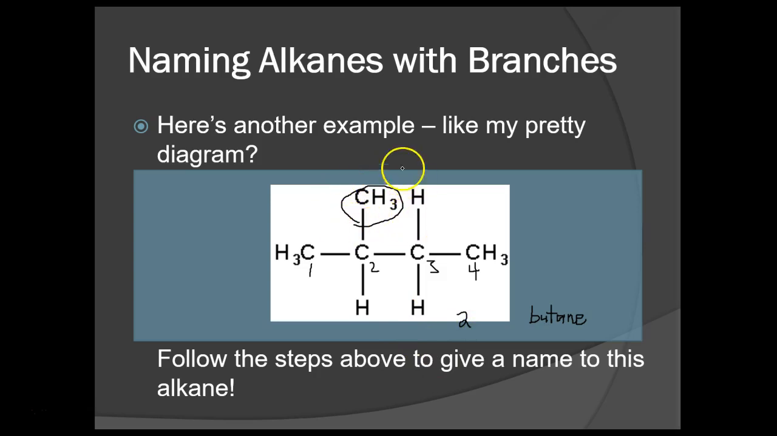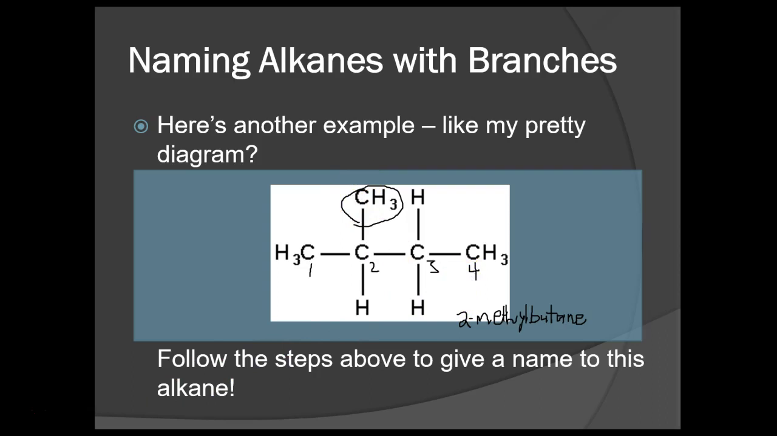Okay, what kind of branch is it? There's only 1 carbon on that branch. So it is a 2-methyl, because it's a 1 carbon, butane. So this is 2-methyl butane. It's carbon 2 because the branch comes off of carbon 2.